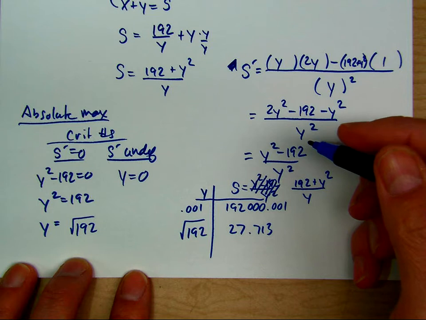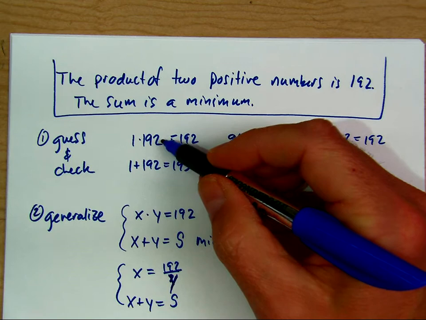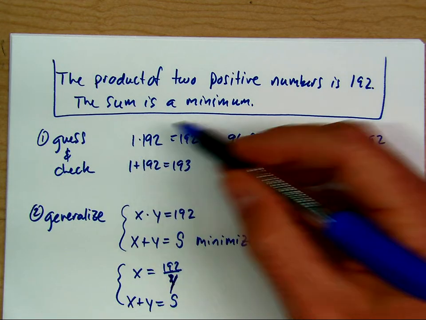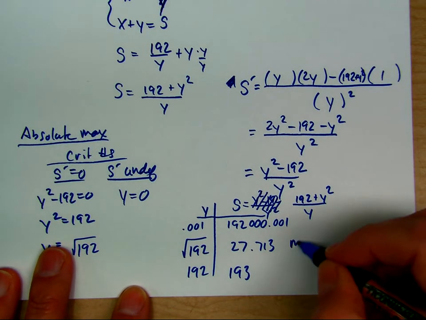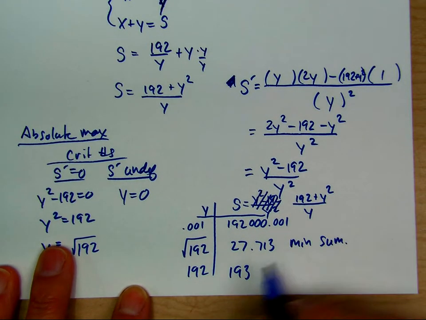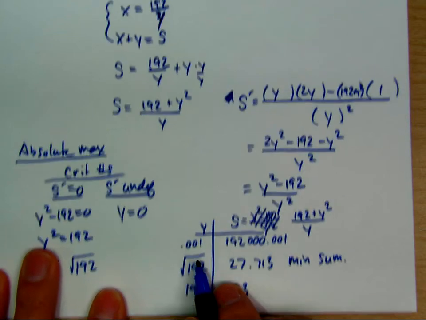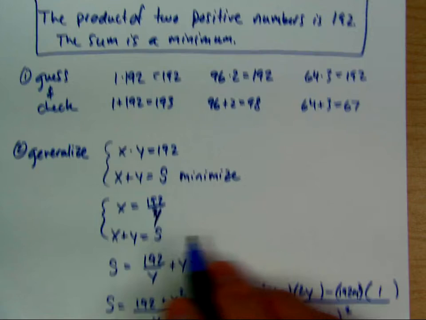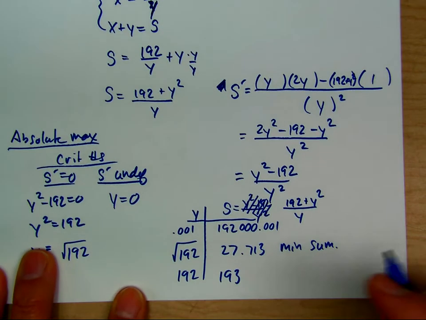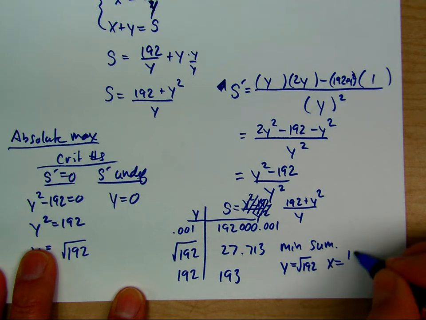And 192 would be the largest value, and that is this one. If one of the values is 192, the other one has to be 1. And we know that that sum is 193. So here we found the minimum sum is this number occurring when y equals radical 192. And then we can use this to find the value of x. X would be 192 over radical 192. So let's just finish that. We say y equals radical 192 and x equals 192 over radical 192.